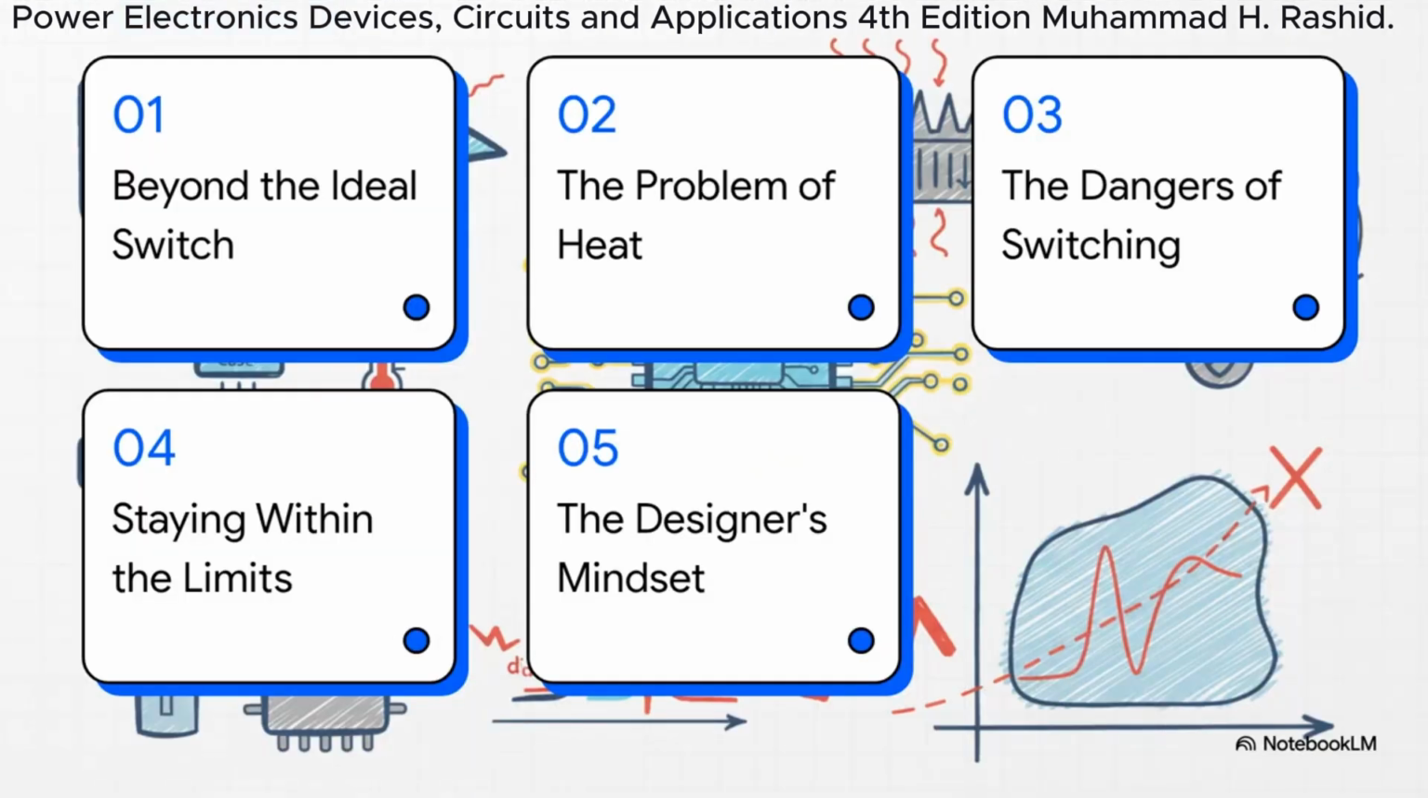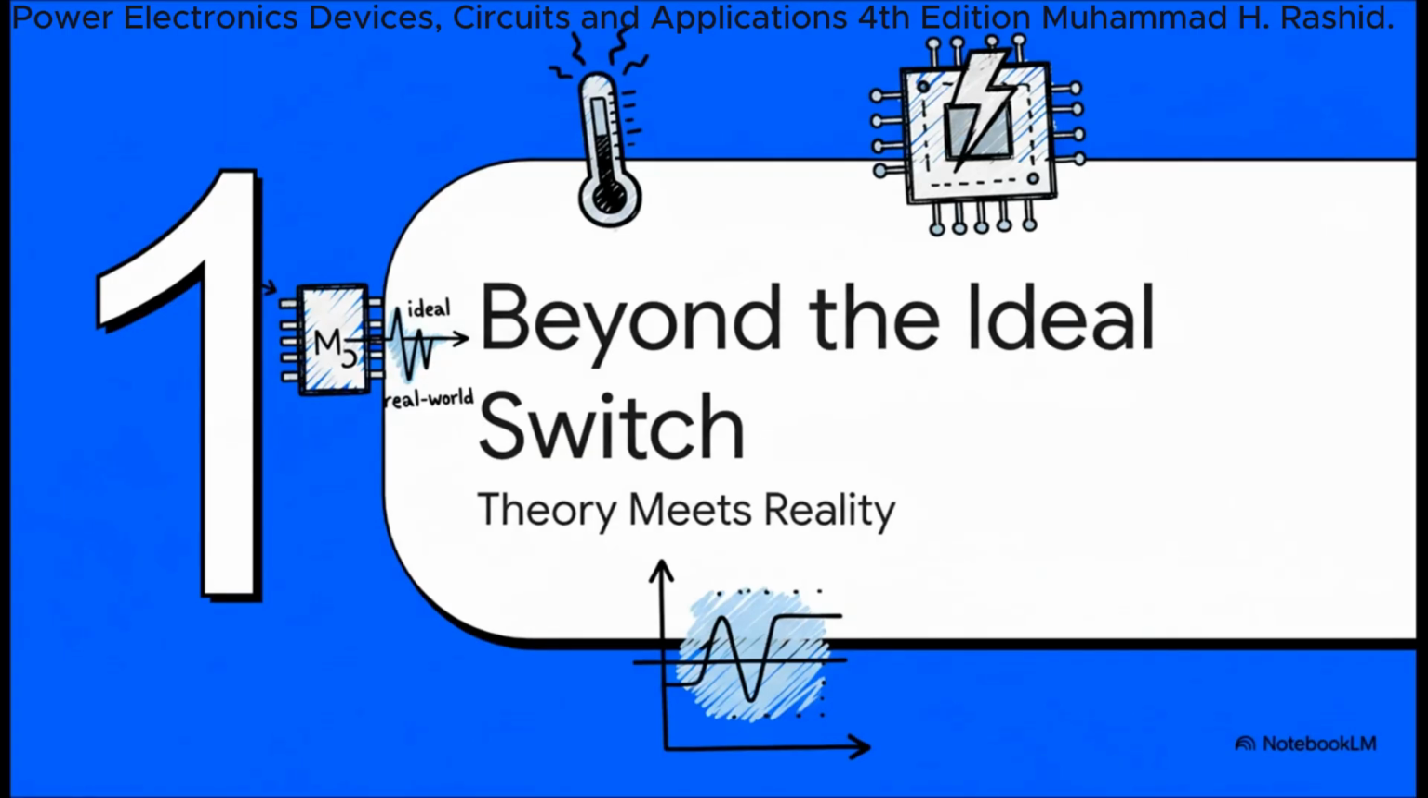So, here's our game plan for today. First, we're going to move beyond that perfect ideal switch. Then, we'll tackle the biggest problem that comes from that, heat. After that, we'll dig into the very real dangers of the switching process itself. Next up, we'll talk about the critical importance of staying within the limits of your components. And finally, we'll wrap it all up into what I call the designer's mindset. Okay, let's get right into it.